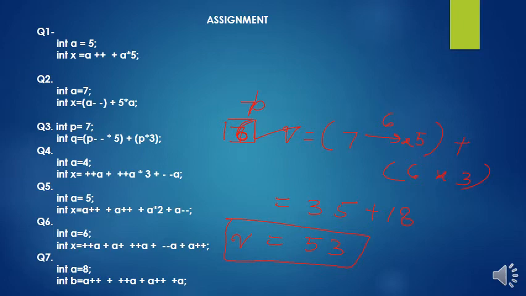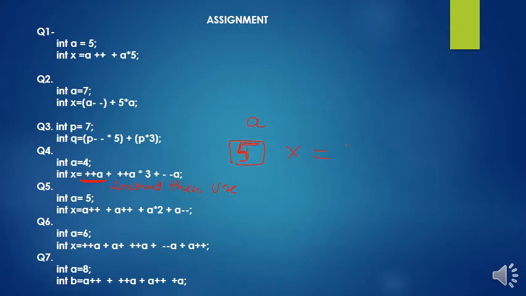Next children, that is question number 4. The value of a is equal to 4. Then x is equal to ++a, prefix increment. Prefix increment means change then use. Change then use means increment then use. So first it will increment the value, 4 plus 1 is equal to 5, and then it will use.